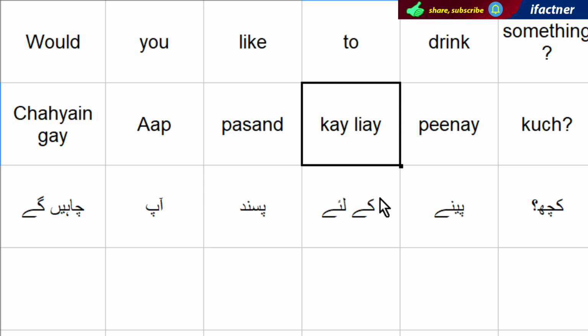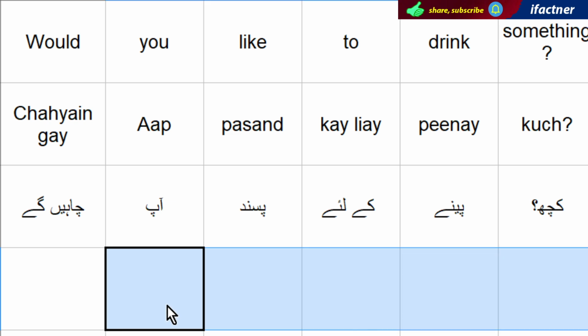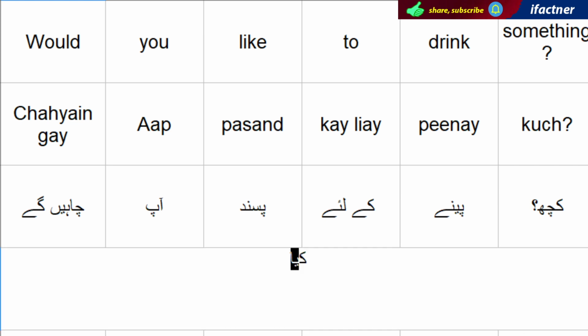Now if we want to ask, would you like to drink something, then in Urdu we start these types of questions with क्या. So we will say क्या and then comes the subject which is आप and then the object कुछ पीने के लिए and then the verb चाहेंगे. क्या आप पीने के लिए कुछ चाहेंगे? We can also say क्या आप कुछ पीने के लिए चाहेंगे, but it's better to say क्या आप पीने के लिए कुछ चाहेंगे.